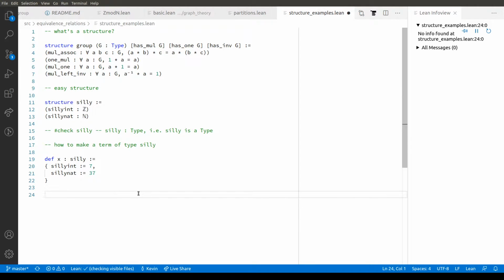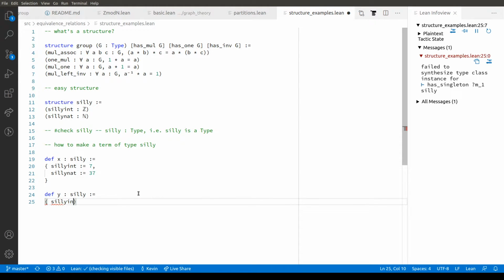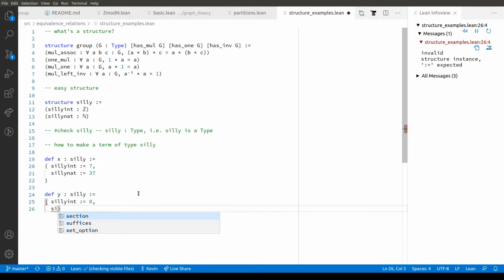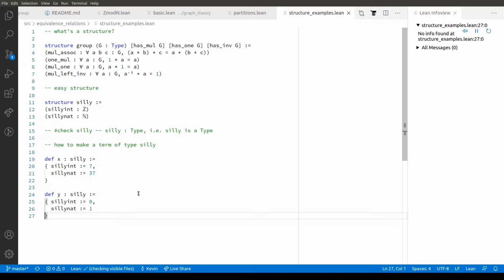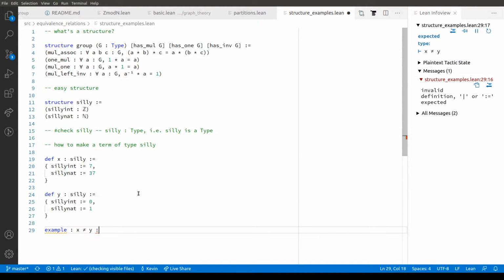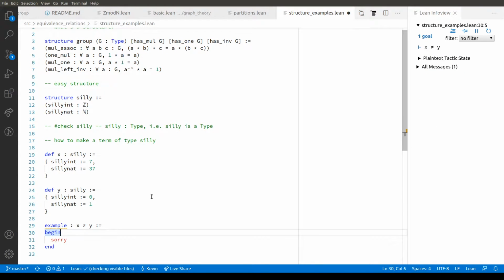And I could make another term as well, right? Let's define y silly, and the sillyint could be 0. The sillynat could be, I don't know, could be 1. So there we go. And so now I've made two silly things. One's called x and one's called y. And now we could try and prove that x isn't y, right? And if we could manage to prove this, then we could say that we're getting the hang of structures.